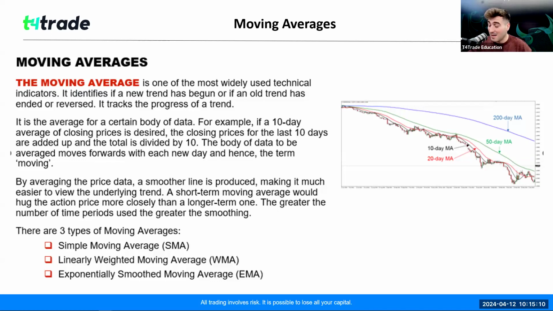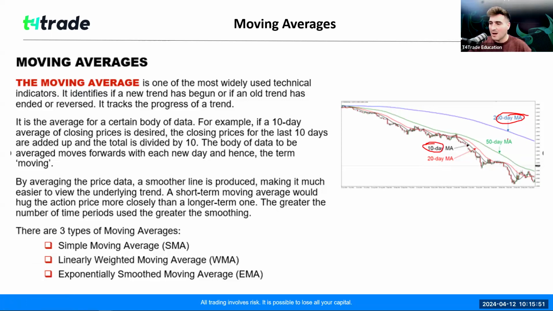By averaging the data, a smoother line is produced, making it much easier to view the underlying trend. A short-term moving average follows price action much more closely than the long-term one. This is evidently true if you look at, for example, this. When you have a plethora of moving averages, the ones that are closely tied to the price action are all the time the shorter ones, compared to the ones that do not follow the price action as closely. For example, make a comparison between the 200-day moving average and the 10-day moving average.